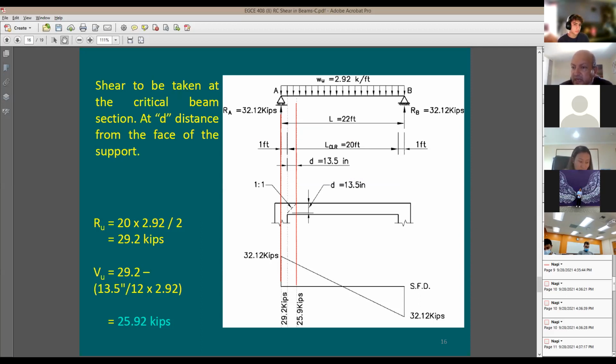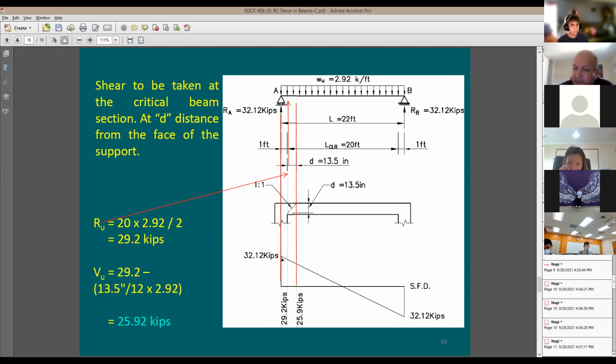But someone's going to say, I can also find the shear here or some reaction here, which is going to be based off this 20 feet. They say yes. If you take this 20 divided by 2 times 2.92, it is going to be 29.2. So this R sub u mentioned here is not R sub A, this is going to be R sub u, which means right at face of support. You see this value, which is the shear force, 29.2 kips.